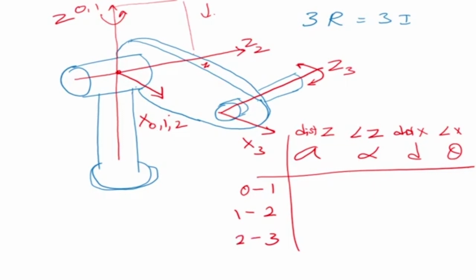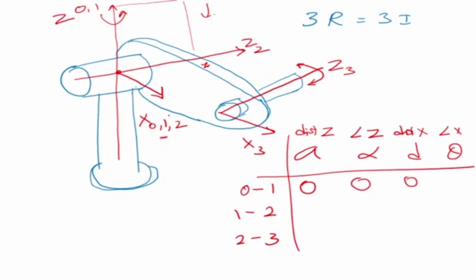Now let's start off with the first axis. The 0 axis and the first axis are the same axis. You can see that. What is the distance between z's? The z is the same axis, so it is 0. What is the angle? It is 0. There's no angle between them. What is the distance between x's? It is the same line, so there's no distance.